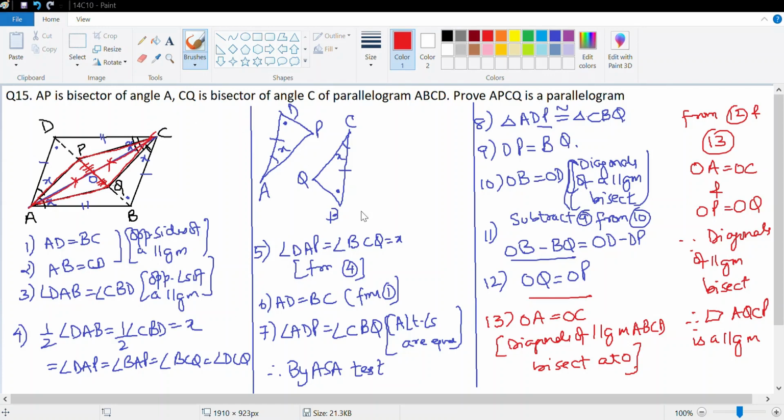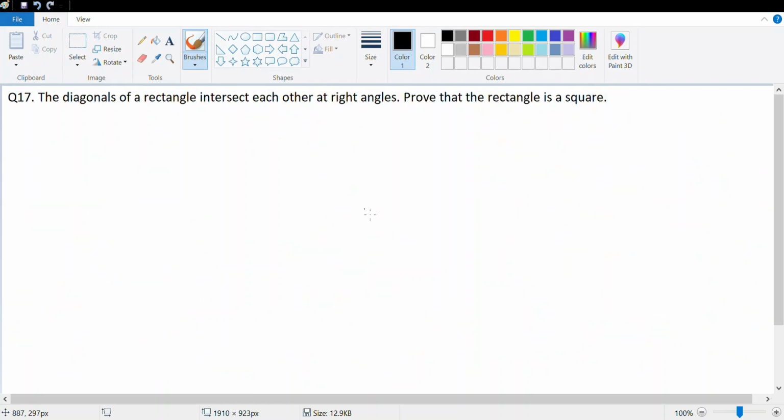The next question that we are doing is question number 17. Question 17 says the diagonals of a rectangle intersect each other at 90 degrees. Prove that the rectangle is a square. Oh, okay. So let's look at this question. Let's draw a rough diagram.